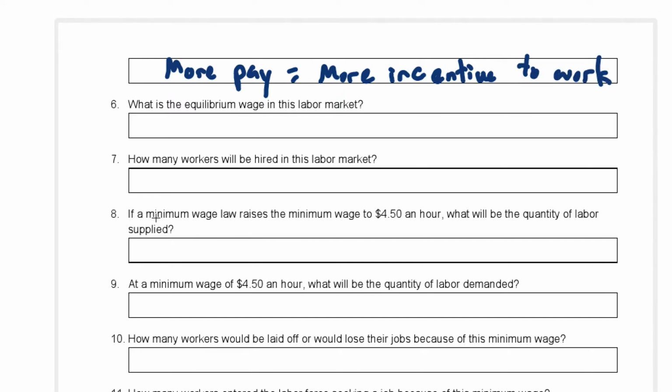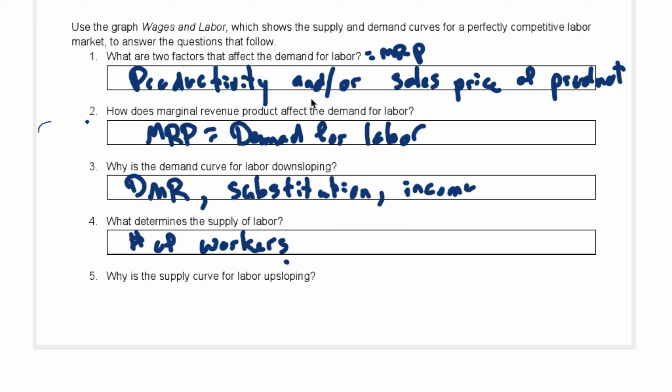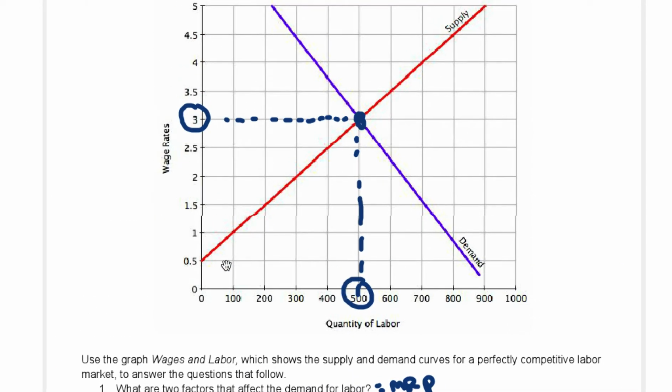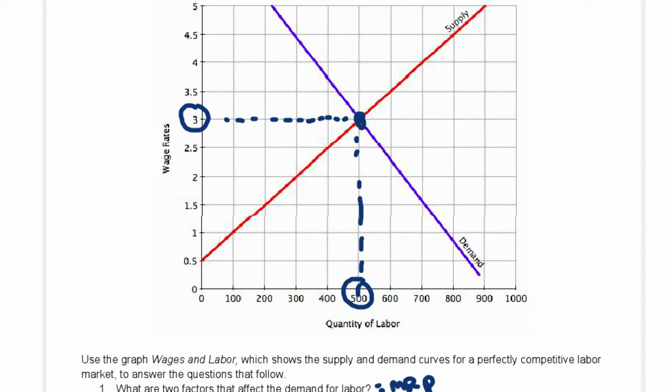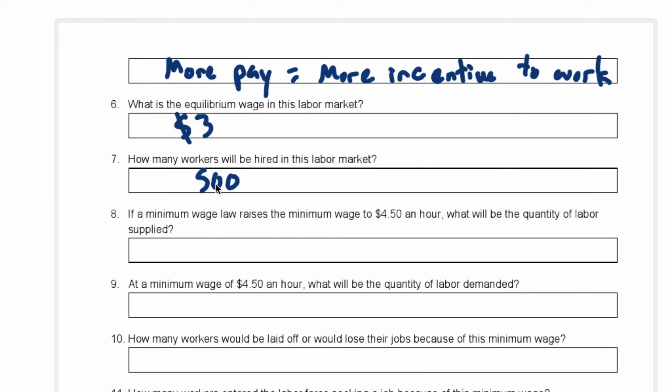People will work more. We already did these. Equilibrium wage is $3. How many people we're going to hire? I forgot. We're going to hire 500 people. That's our equilibrium quantity for labor. Right? It was 500, right? Yes, it was. Okay. So now let's say there's a minimum wage law, and we've done this already.